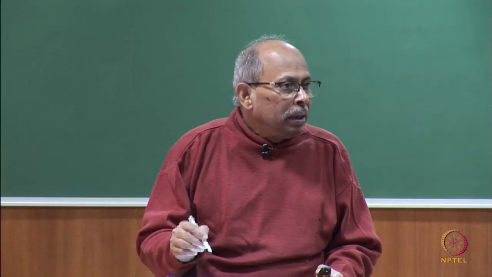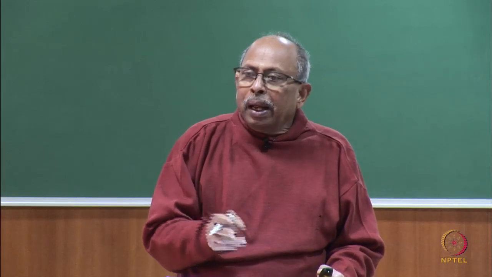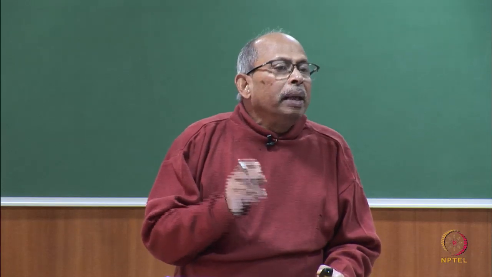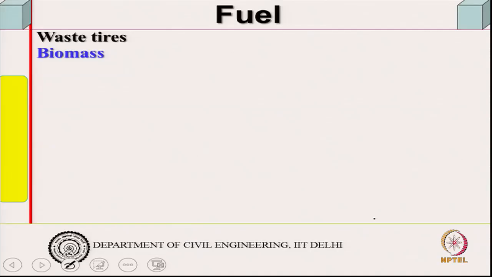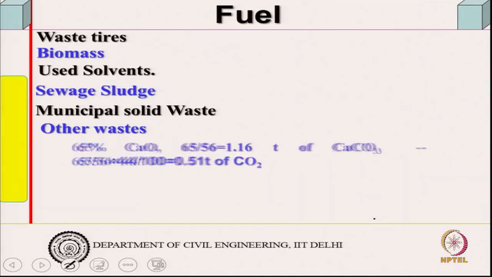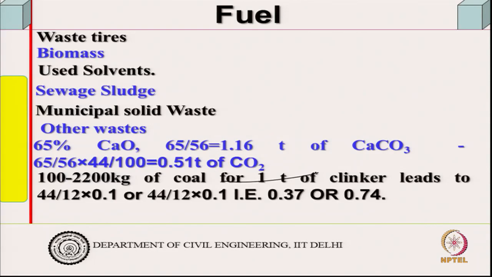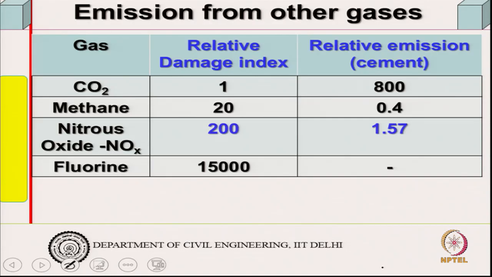This is important for raw material, because the higher the heating value, the less fuel it will require and obviously less carbon dioxide production. The alternative fuels that people are using are waste tires, biomass, used solvents, sewage sludge, municipal solid waste, and other waste, which is what we talked about. Now, the advantages, this is what we looked into.